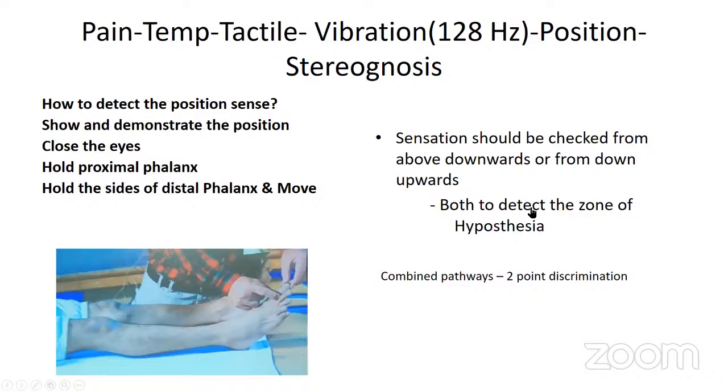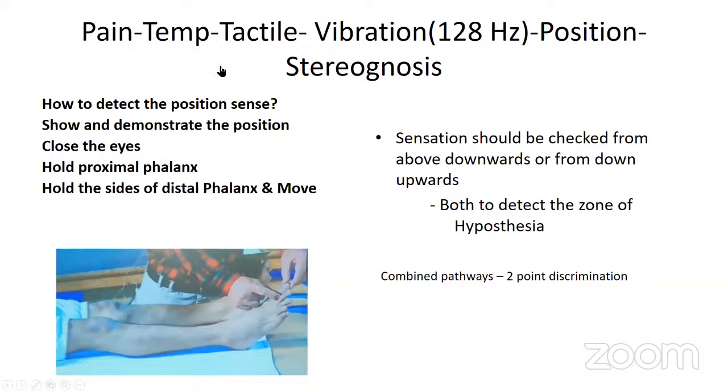Why? Because there is some anesthesia. Initially, there is a lower part, an anesthetic area, then the hypoesthetic area, then the normal area. So if we examine either from above downwards or from below upwards, you can miss the area of hypoesthesia, which is also the area of abnormality. So always check both ways. That is the most important answer.